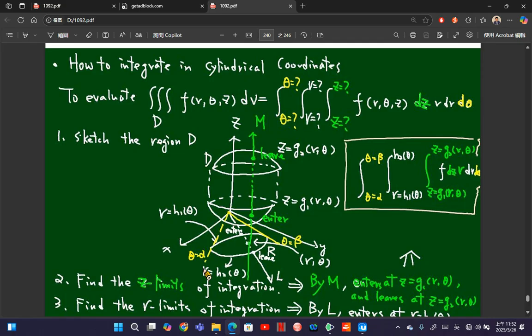And this region follows the angle from alpha to beta. And then the region is enclosed by some upper curve and a lower curve. But these two curves will be described in r theta. That means it's a polar equation. It will be a polar equation to describe the upper and lower curve.